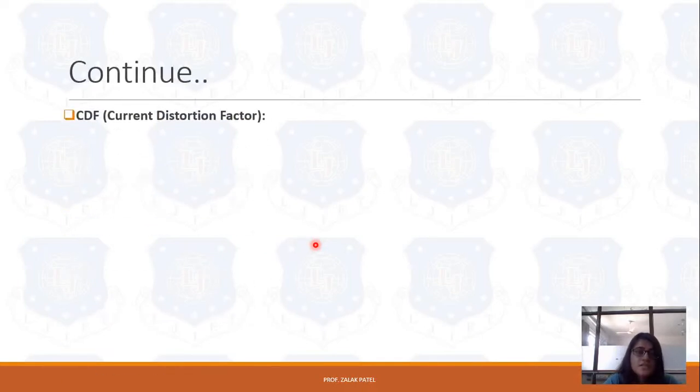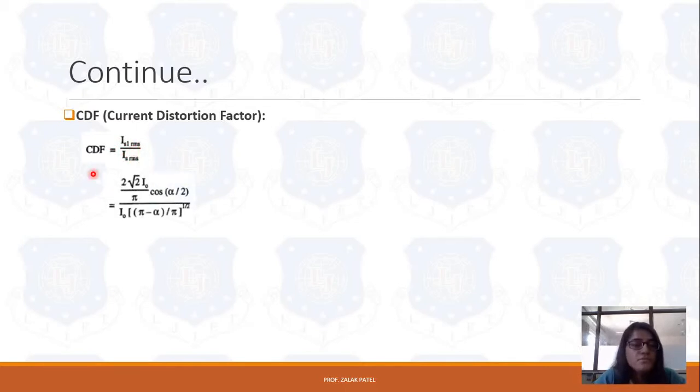Next is CDF. CDF means current distribution factor. It is mainly the ratio of the supply current in the range of the fundamental component value and the original supply current value. So we already have the value of supply current with fundamental value and the supply current's original value. So we put both the values over here.